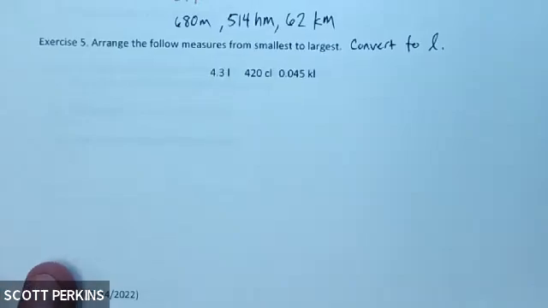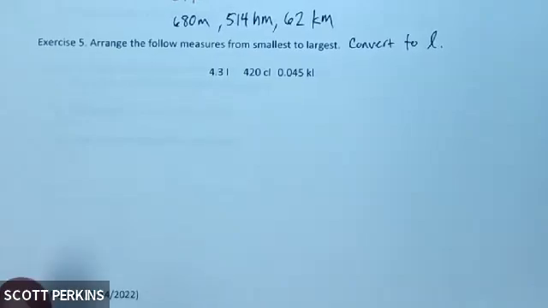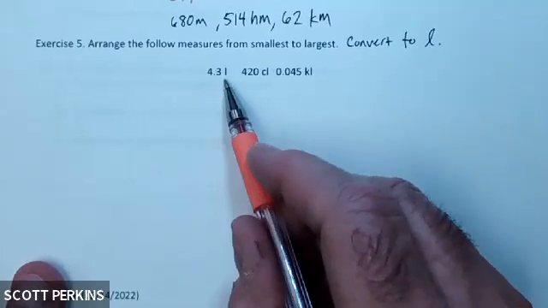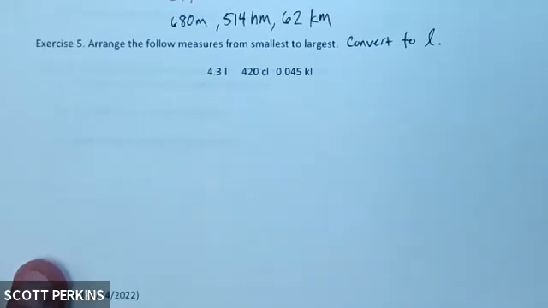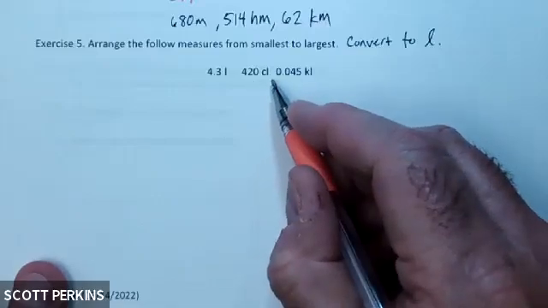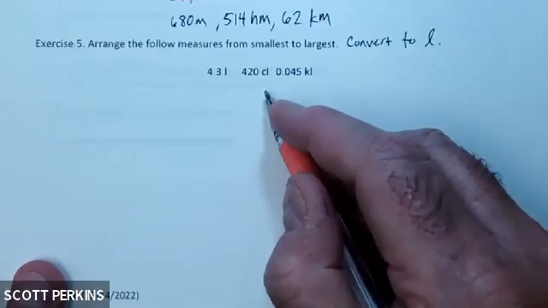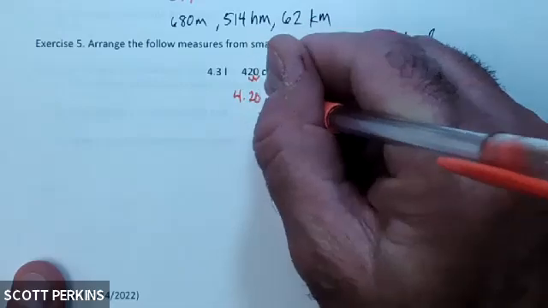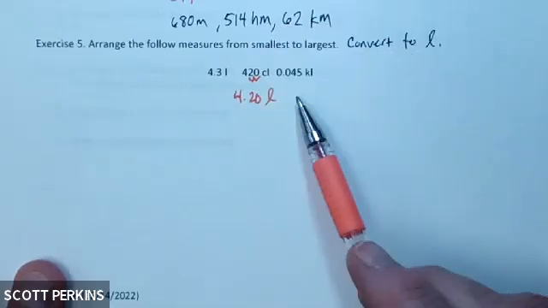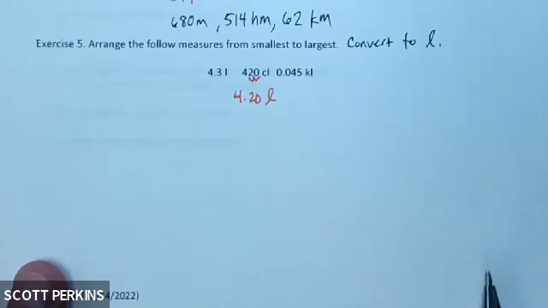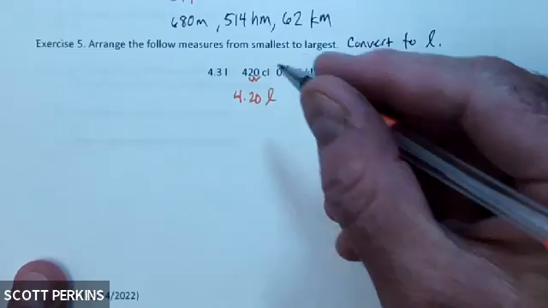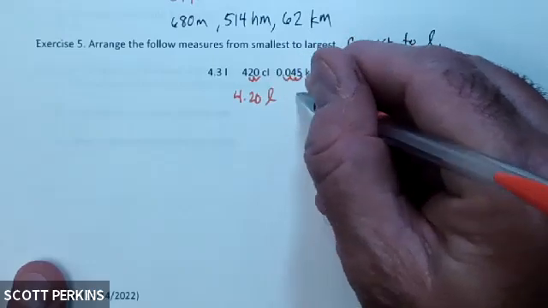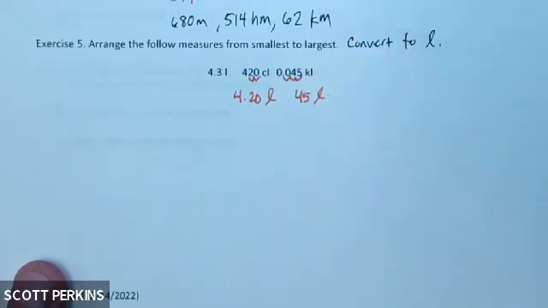All right, I didn't say anything, but because I wanted you to pick whatever you wanted, I'm going to convert all of these to liters. So here we go. The first number, 4.3, is already liters. 420 is in centi, so I have to move that decimal 2 to the left. So that's going to go 1, 2, and be 4.20 liters. And then 0.045 kiloliters, I have to move the decimal 3 places. So 1, 2, 3, and that's 45 liters.